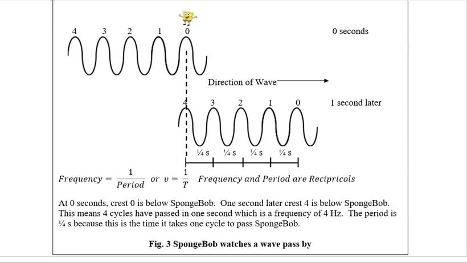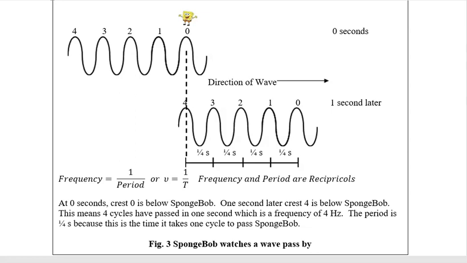So if you look at this, this is kind of a before and after picture. The before picture is above. At 0 seconds on SpongeBob's watch, he's standing above a crest that we'll label crest 0. And you can see there's crest 1, crest 2, crest 3, crest 4. 1 second later, the wave has moved to the right. So now SpongeBob is exactly where he was. He's even with that dashed line. But now crest 4 is below him.